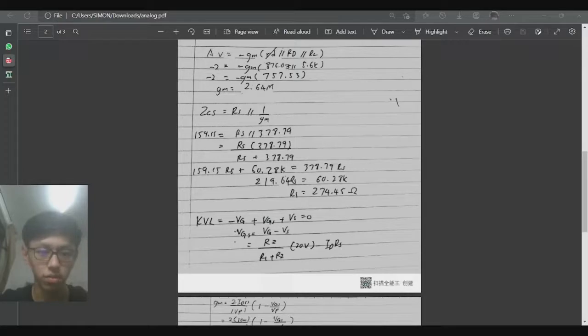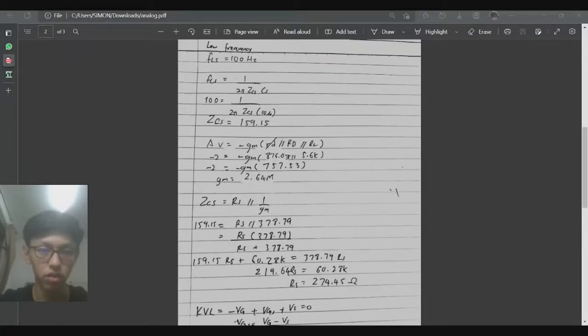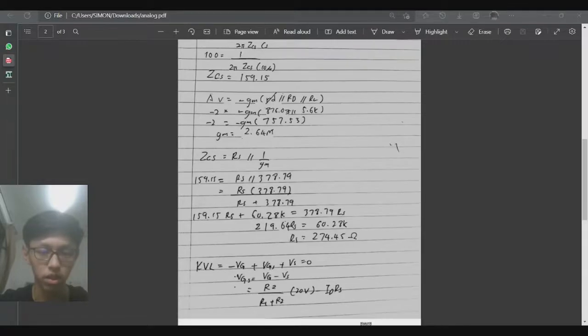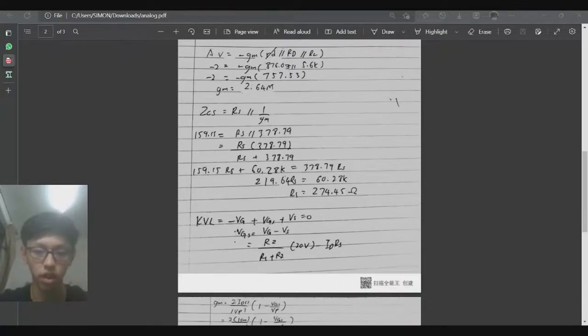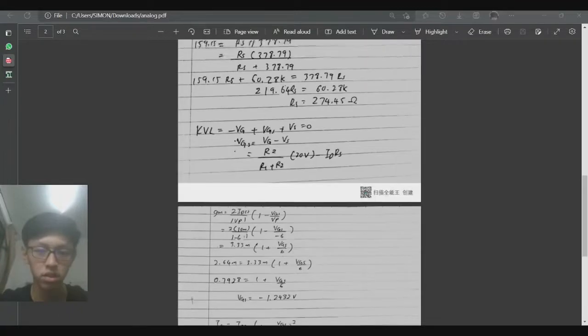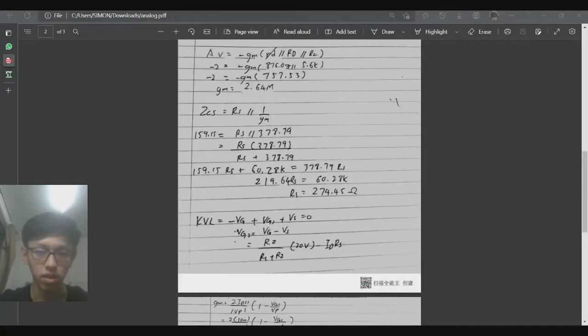So here we substitute the value that we got from the previous into the formula, and here we get RS equal to 274.45. So next we apply KVL to get this equation, with which we will find R2 and also R1.